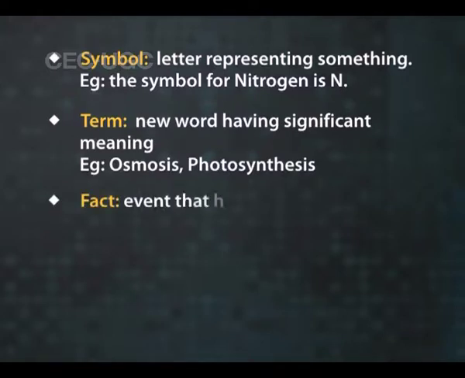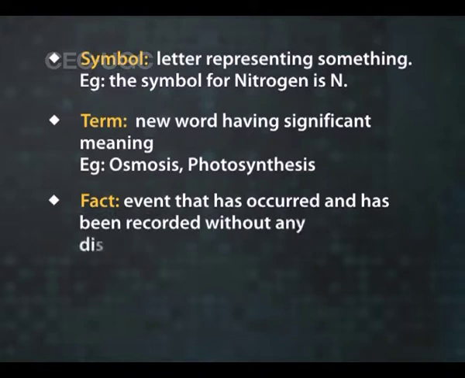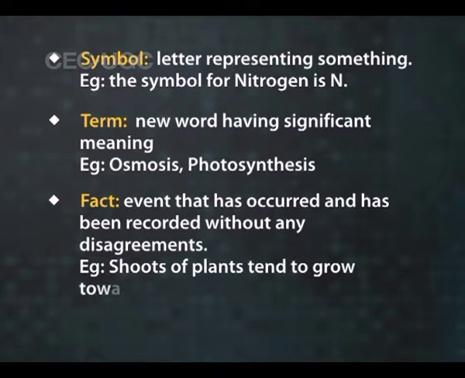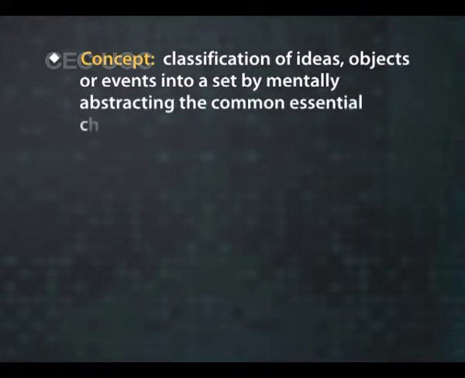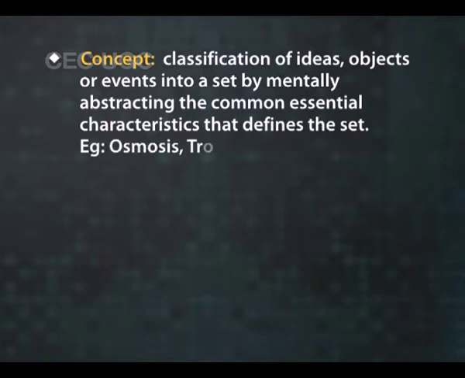A fact is an event that has occurred and has been recorded without any disagreements. For example, shoots of plants tend to grow towards the source of light. A concept is a classification of ideas, objects or events into a set by mentally abstracting the common essential characteristics that defines the set. Osmosis is a concept, tropism is a concept.